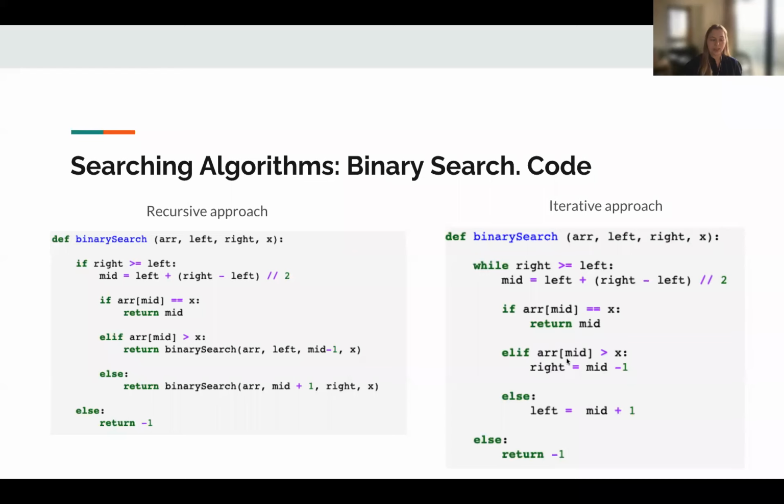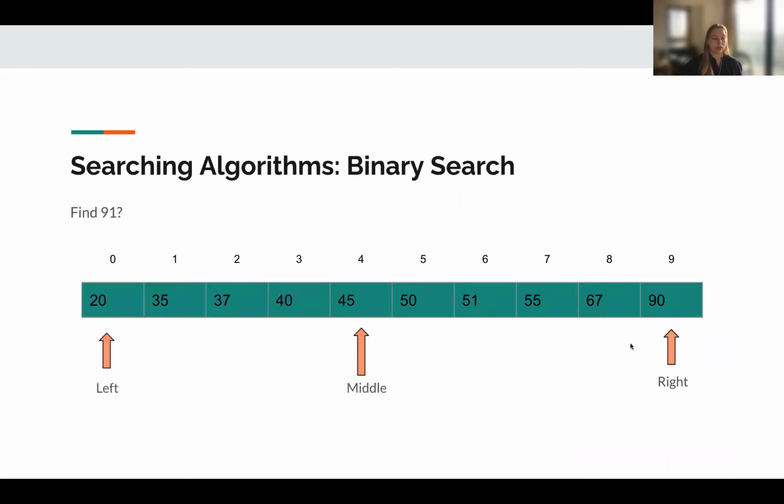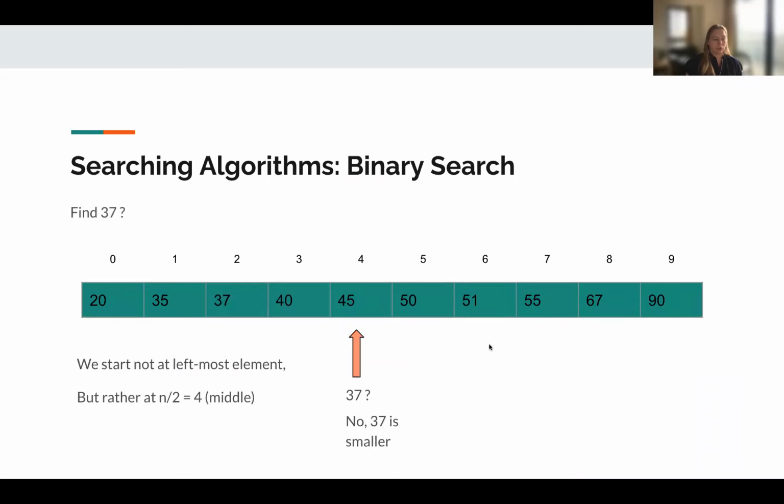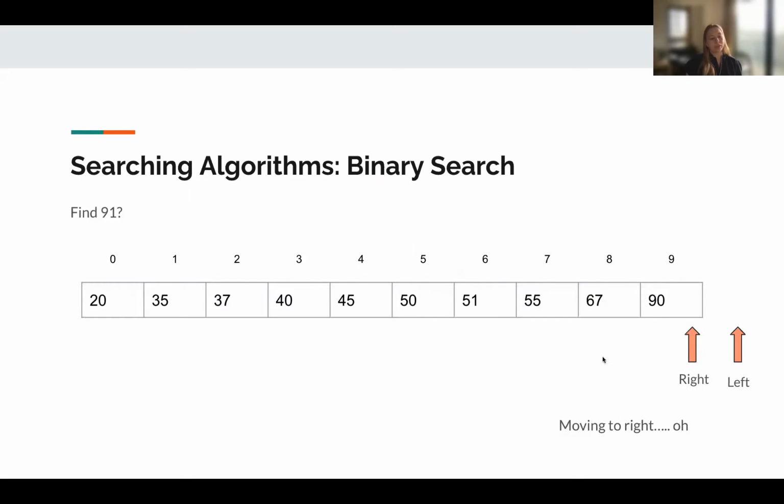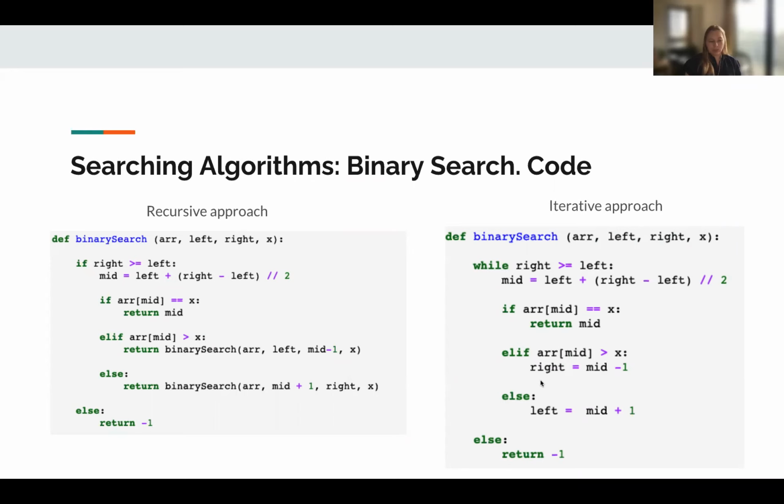Otherwise, if we see that the current element is bigger than the element of interest, then we move our right arrow to the middle here. And then otherwise, we start to search on the right-hand side.